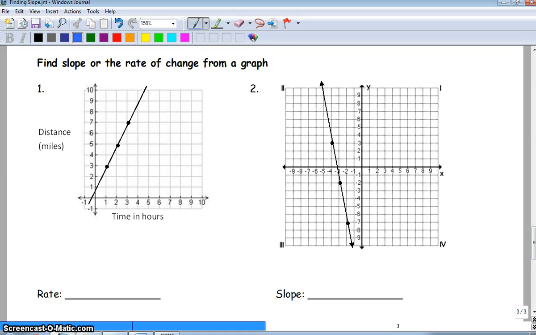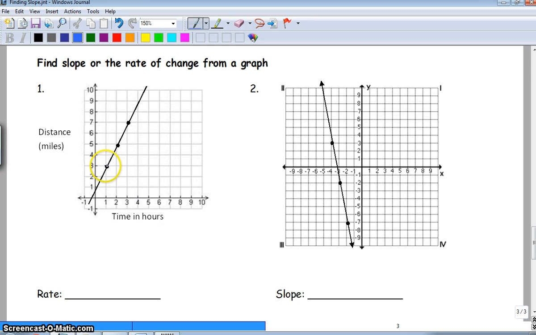Finding the slope or the rate of change from a graph. Now, slope and rate of change are essentially talking about the same thing. We're going to use rate of change when we're given units, and we're going to use slope when the graph doesn't have any units with it. So this first one, we're going to find the rate of change because I'm talking about change in distance over change in time. Pick your furthest left point.